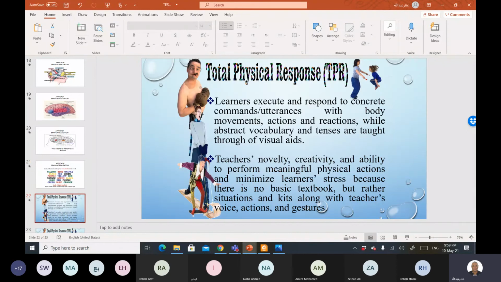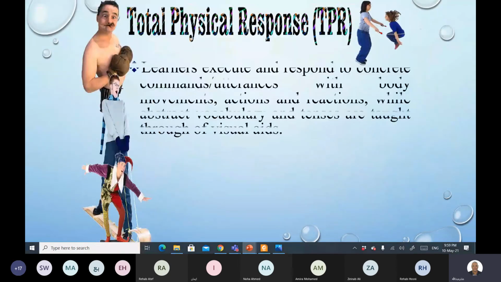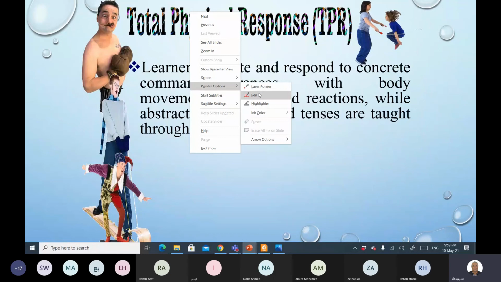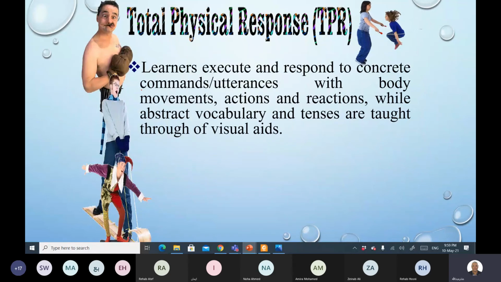Okay. The learners in this method respond to the concrete commands. الفصل كله والدرس كله بيكون عبارة عن أوامر موجهة. Commands: do this, instructions: don't do this, stand up, sit down, say this song, with body movements. So the students are moving, making actions, making reactions.